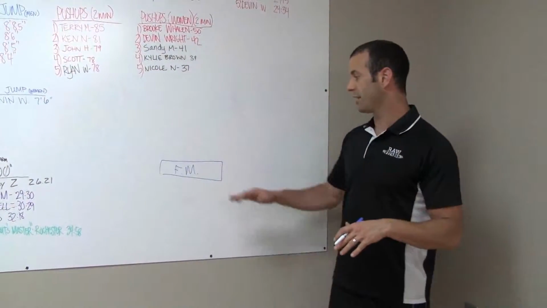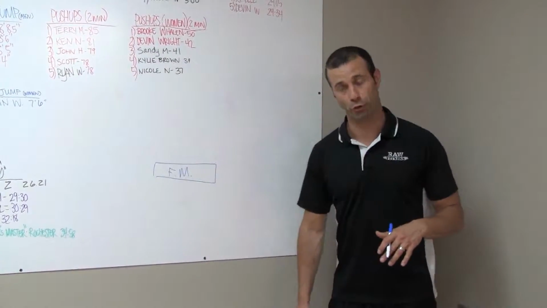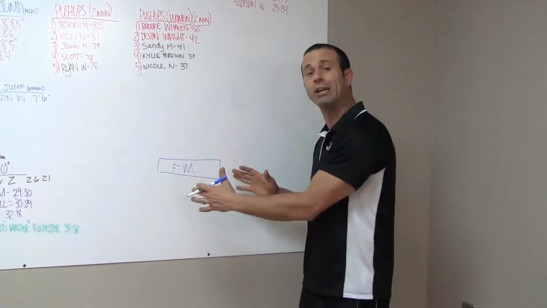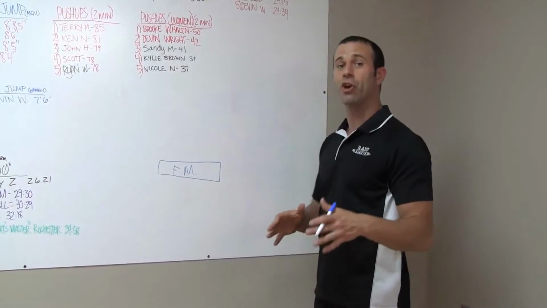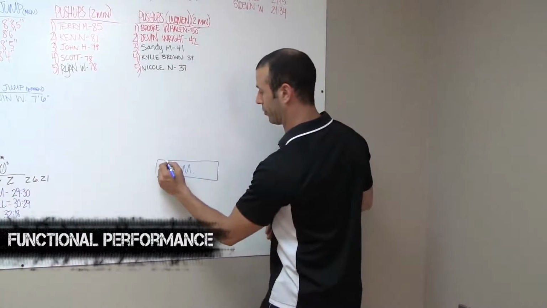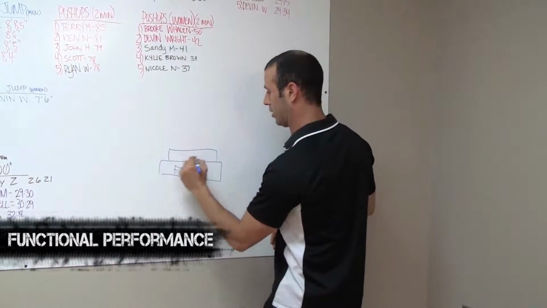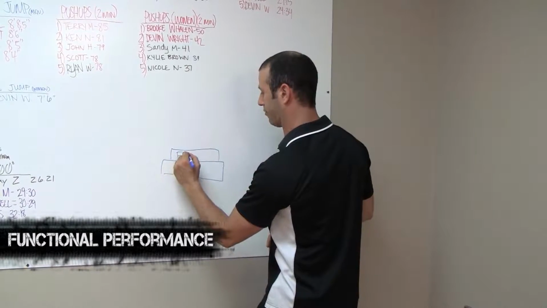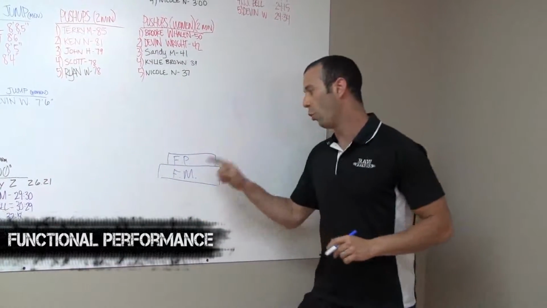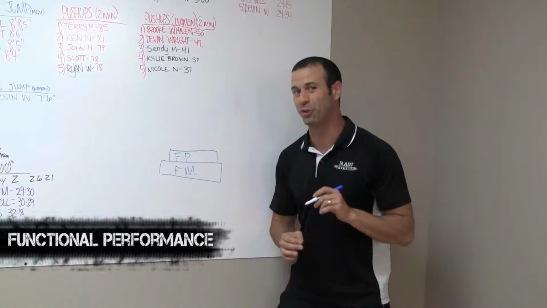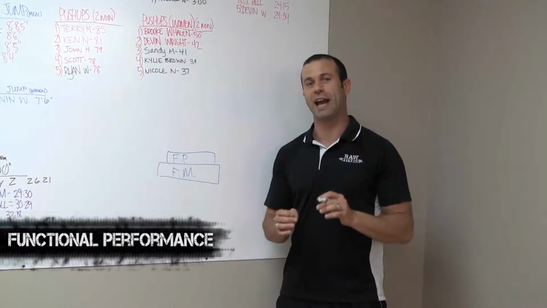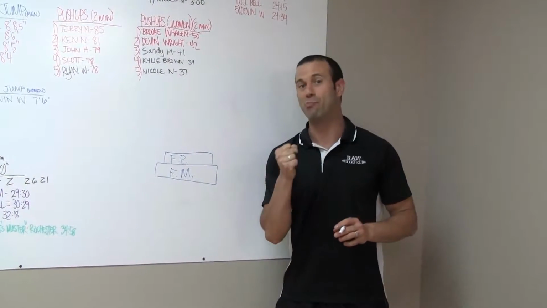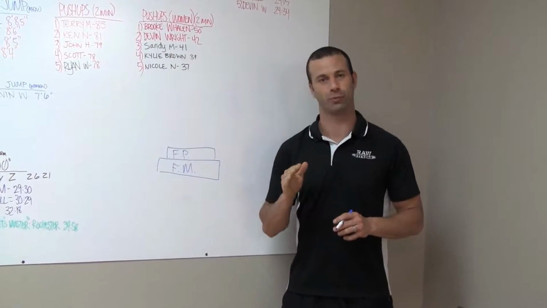Okay, so now the next block in our performance pyramid that we're building on our foundation of functional movement is functional performance. So we'll draw this block here. Again, I'll abbreviate FP, functional performance. What functional performance is, very simply, is does the athlete have sufficient power to be effective at their particular sport?